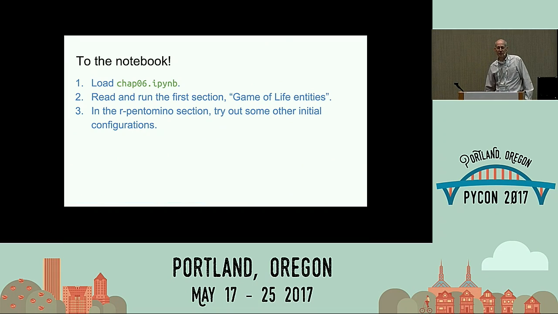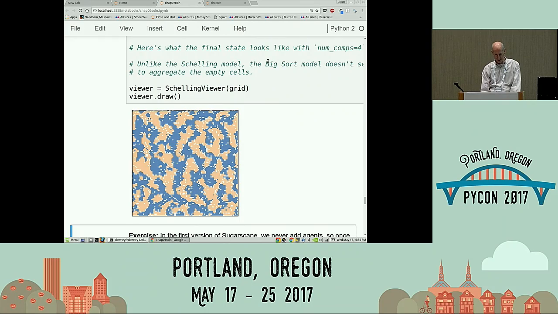So take a look in chapter 6.ipynb and run the first section, which is called Game of Life Entities. And then there's a section there that's called the R pentomino that starts out with one initial configuration, which is 5 cells that are on and everything else off. When you get there, you can try out some other scenarios. So try adding a few cells, removing them, change the shape, and see what happens for different initial conditions. And I'll show that up here, and you can follow along there.